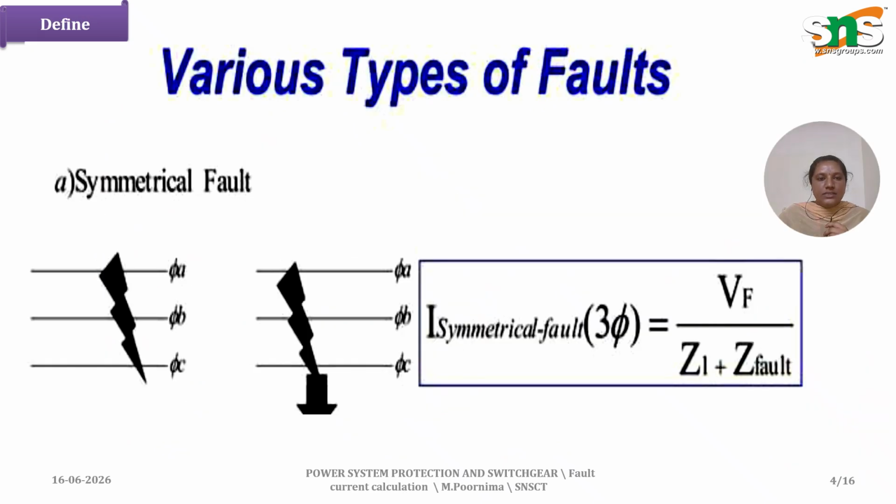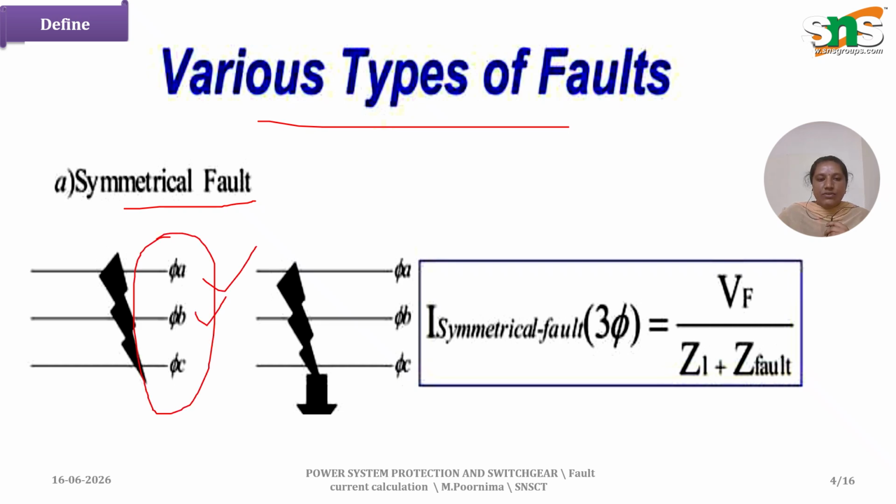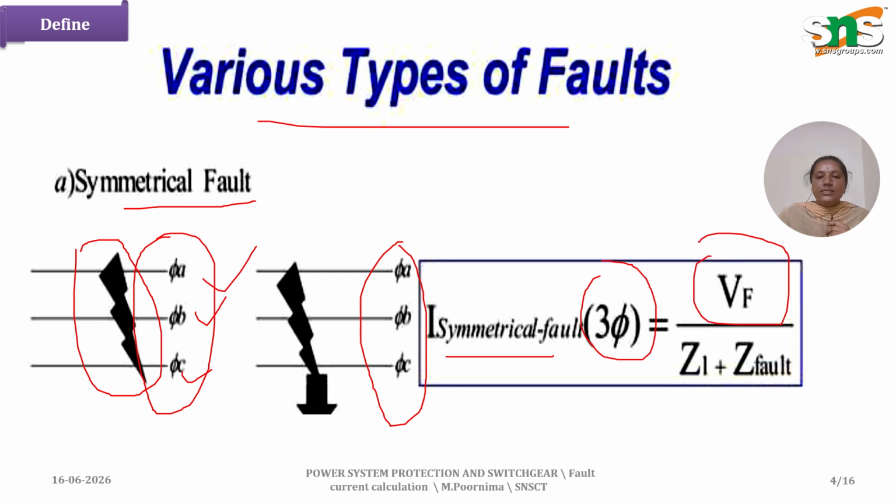Next are the various types of faults. First is the symmetrical fault. I already told you that a symmetrical fault occurs only in three-phase systems. So here we have the three-phase system: phase A, phase B and phase C. The fault occurs in all three phases, that is balanced, which is what makes it symmetrical. The fault current in a three-phase fault is Vf divided by Z1 plus Zf.